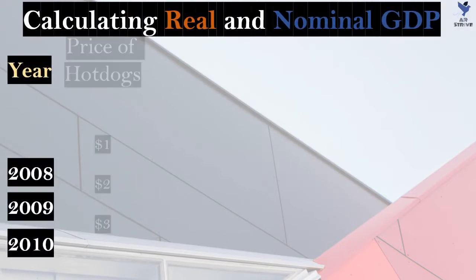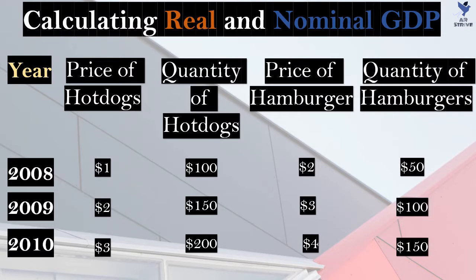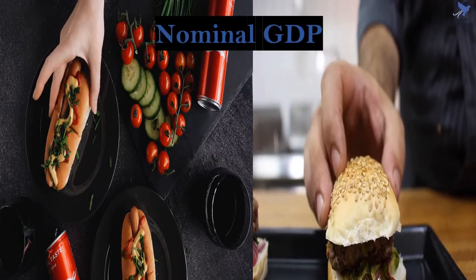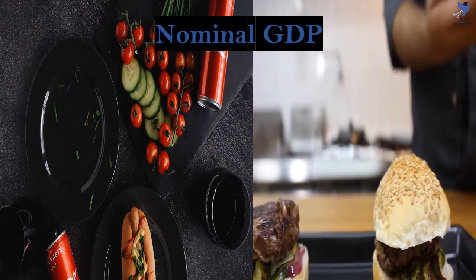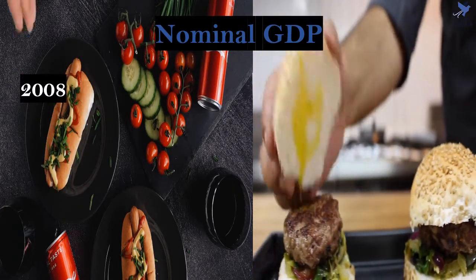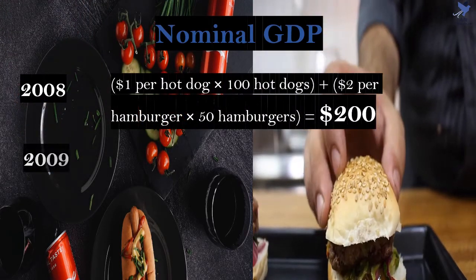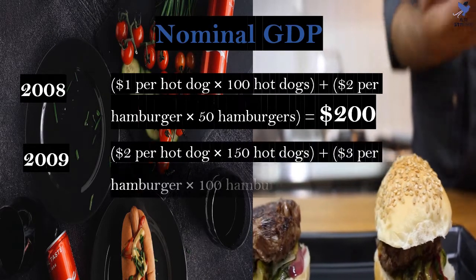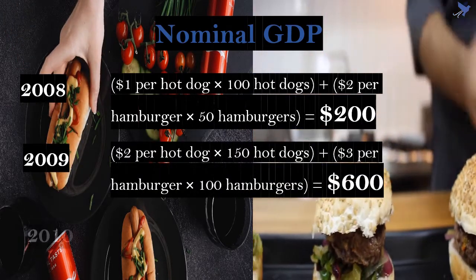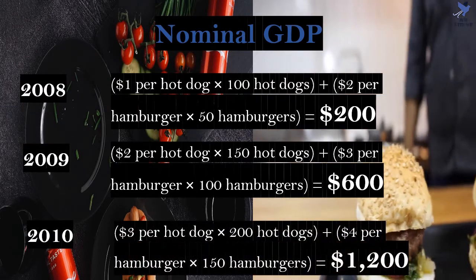We have 3 years: 2008, 2009 and 2010. And we are going to compare GDP of these 3 years. For nominal GDP, you are going to multiply the quantity of each product with its respective price and then add them up. So for 2008, the nominal GDP is $200. For 2009, the nominal GDP is $600. And 2010, the nominal GDP is $1,200.